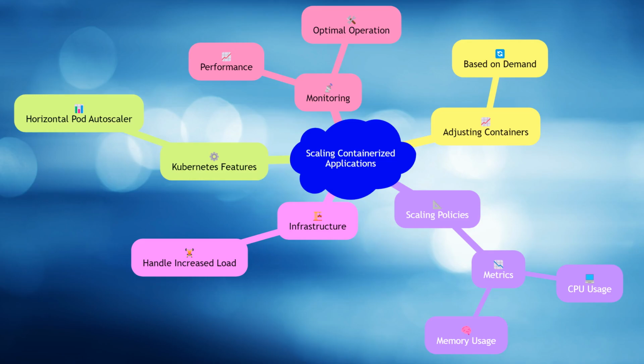Scaling your containerized application involves adjusting the number of running containers based on demand. Use Kubernetes' built-in scaling features, such as horizontal pod autoscaler, to automatically scale your application. Configure scaling policies based on metrics like CPU and memory usage. Ensure that your infrastructure can handle the increased load and monitor the performance to maintain optimal operation.